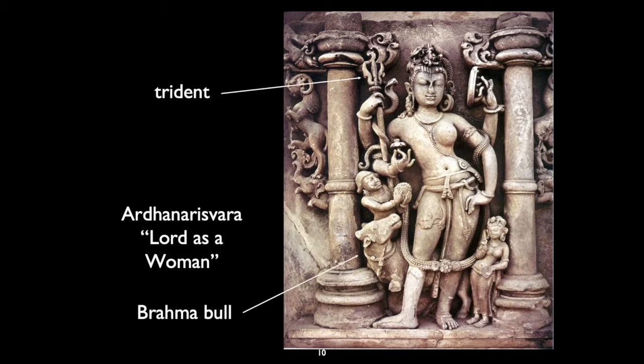So, the trident and the Brahma bull are also very important symbols of Shiva, and they represent this idea that he is a being with great power and the possibility of change. The bull is worshipped in India. Hindus will not eat beef, and the cows are given a kind of sacred status and are allowed to roam wherever they will.